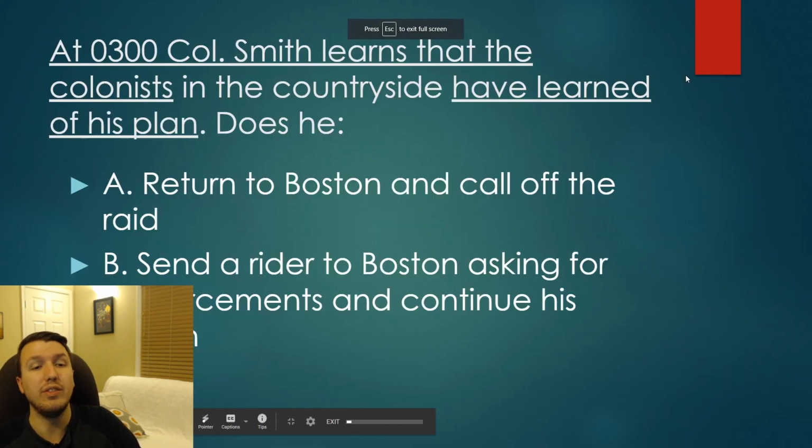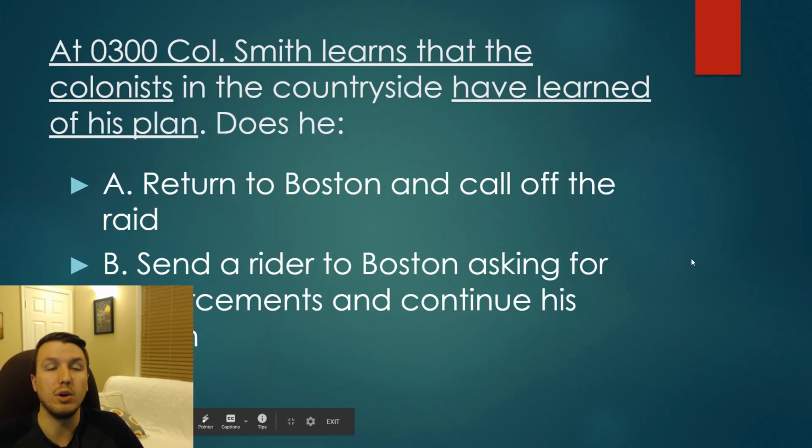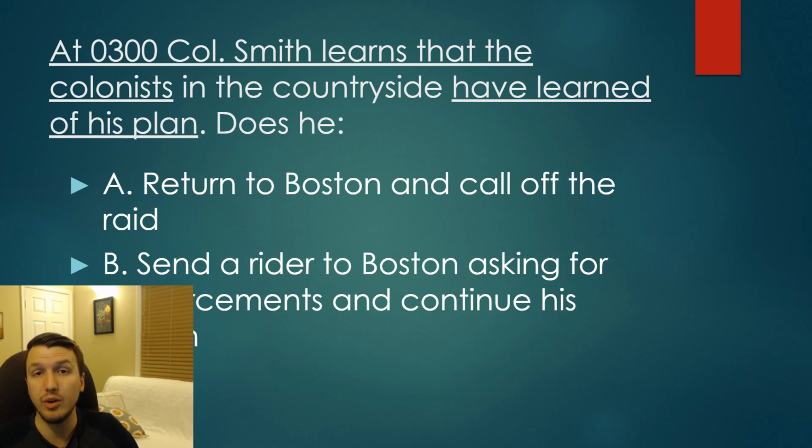Colonel Smith does actually, of course, continue to march towards Concord. He does send a rider back to Boston asking for reinforcements. So it was B, send the rider to Boston asking for reinforcements and continuing his march. He did not just run away. This is the most powerful military force in the world. They would not just run away from a very small little scare of some farmers with guns.